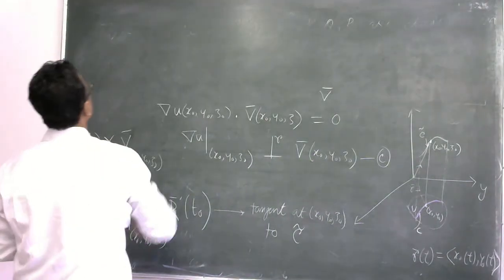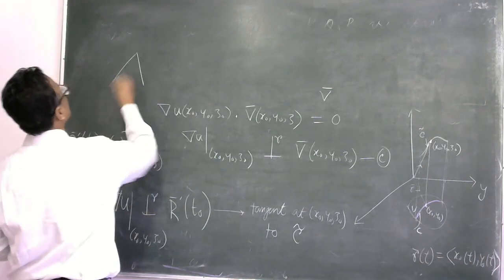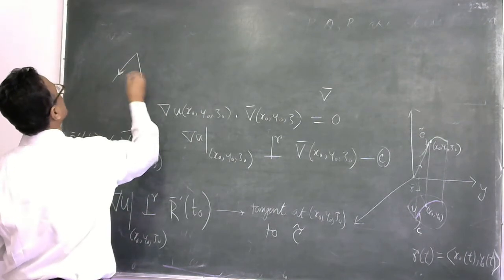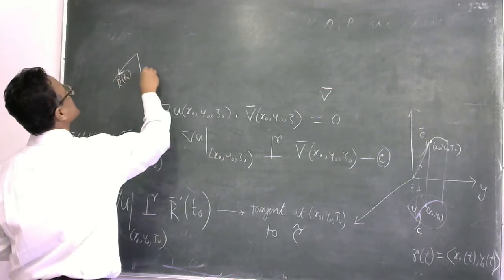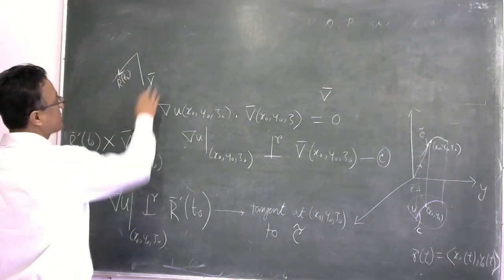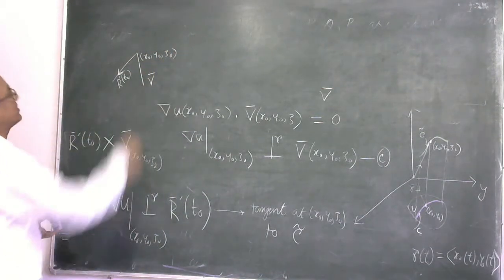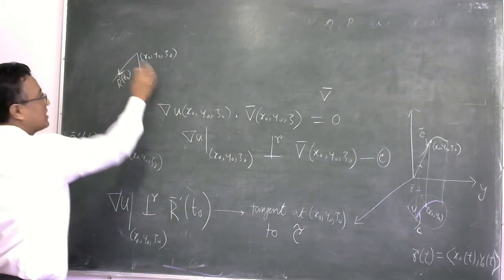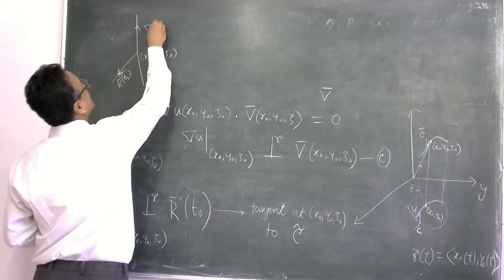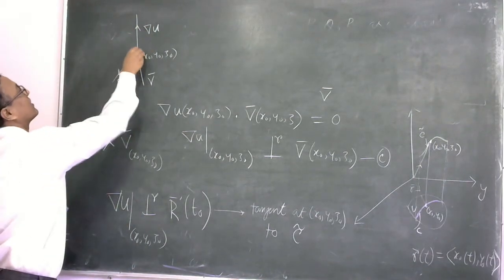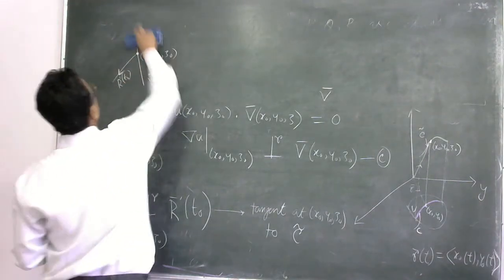See, I have a situation like this. Suppose this is your r prime t naught. Suppose this is v, and I am considering the point x0, y0, z0. They are not perpendicular to each other, right? But both are perpendicular to the gradient. Is it okay? This looking like a straight line? Okay, maybe.